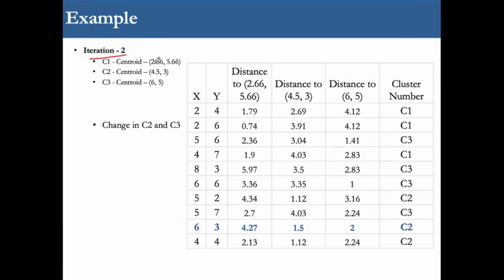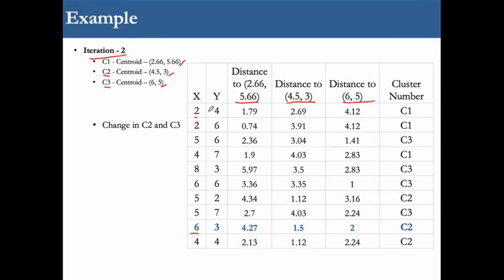The new centroids are, for the first cluster, 2.66, 5.66. For the second cluster, the new centroid is 4.5, 3. And for the third cluster, the new centroid is 6, 5. Now, these are all new center points. For these new center points, we need to find the distance again using the Euclidean distance. So, here I have written the values. Okay. Now, there is a change. We need to check whether there is any change in the cluster values.